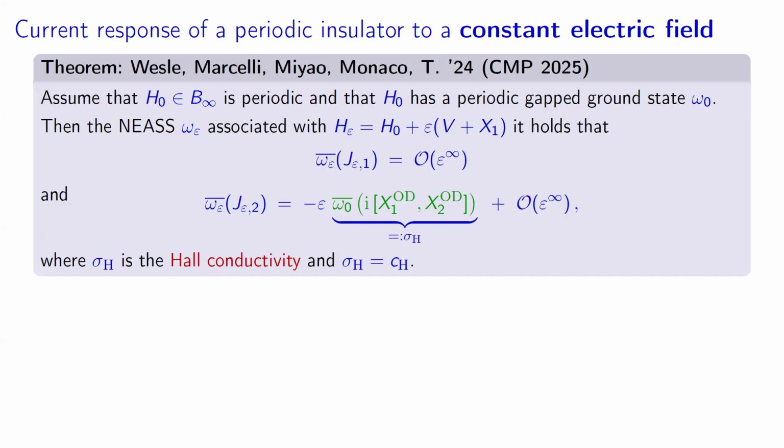And the second statement is that the current, the transversal current in the two directions, is linear in the applied field epsilon with a coefficient that has an explicit expression, but I'll explain what it means later on. And this linear coefficient is by definition now the Hall conductivity plus terms that are smaller than any power of epsilon.